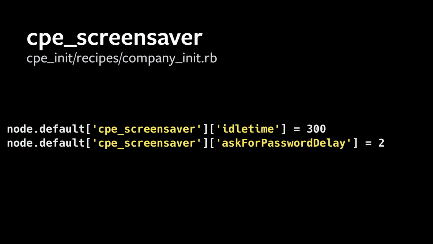Screensaver is another great example. The defaults on macOS are 300 for idle time and 2 for delay. So we're going to, this is 300.